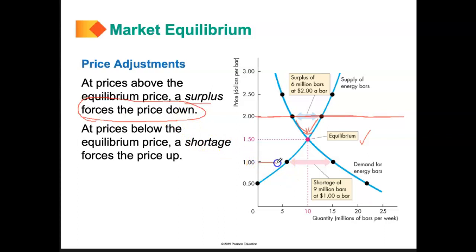Conversely, if there's a shortage, quantity demanded exceeds quantity supplied. Producers know there's a shortage in the market, they know people are desperate, so they bid up price. Quantity demanded falls till the shortage is closed, and you again get to the point of equilibrium. So when there's a shortage, the market corrects itself by forcing prices up, and when there's a surplus, the market corrects itself by forcing prices down.